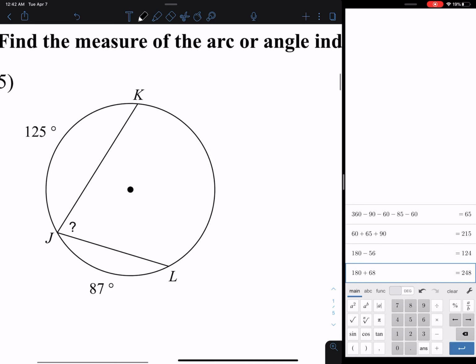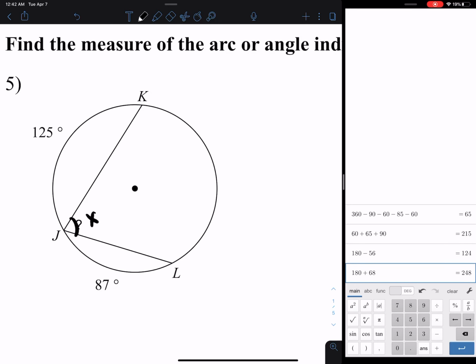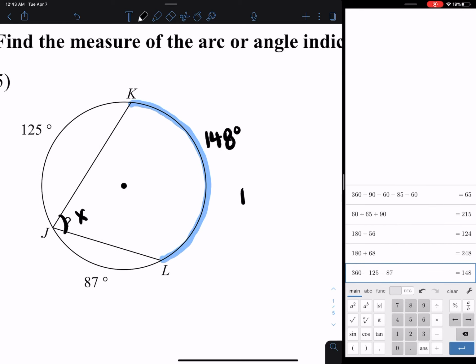So here, we're trying to find this angle. I'm going to call that X. We don't know what the arc is right now, but we could figure it out because there are 360 degrees in a circle. So I'm going to do 360 minus 125 minus 87. So that tells us that this is 148. And since we have the arc, we divide it in half, and that gives us the angle. So we have 148 divided by 2.